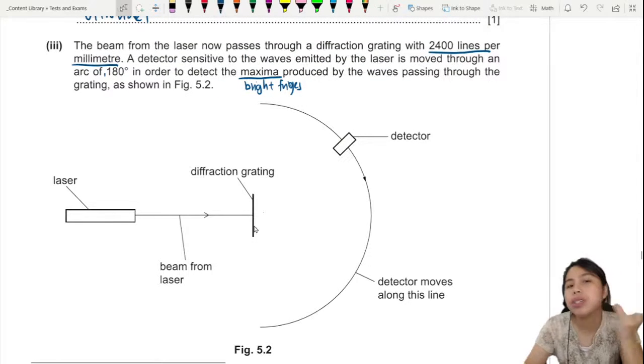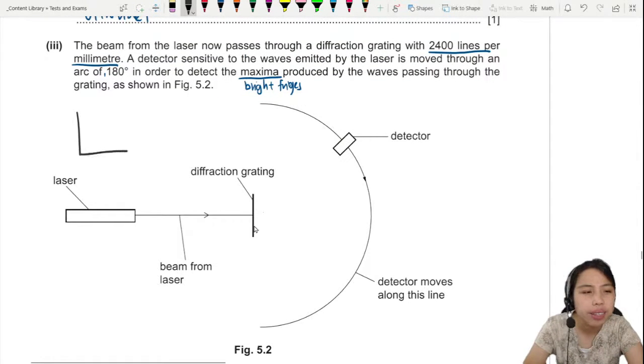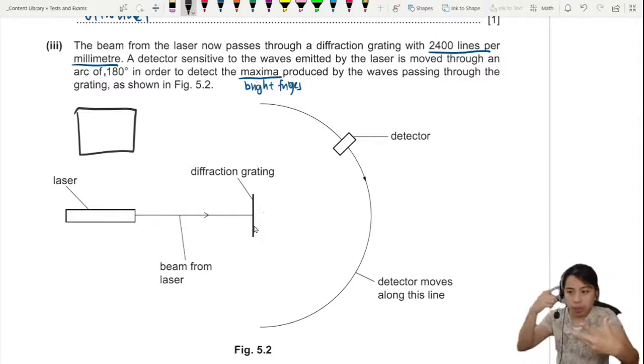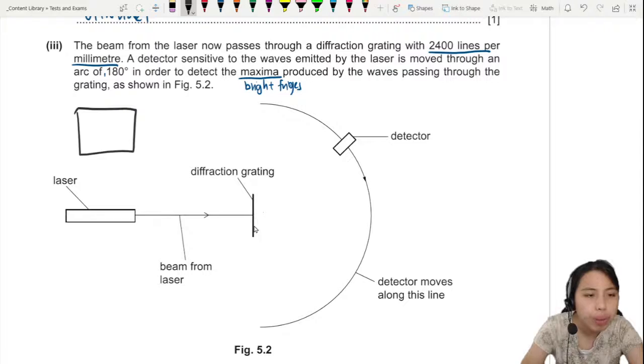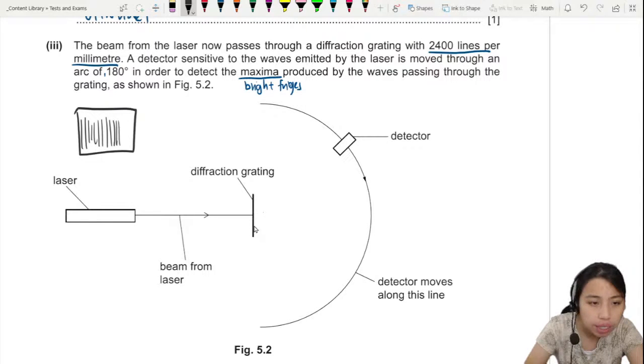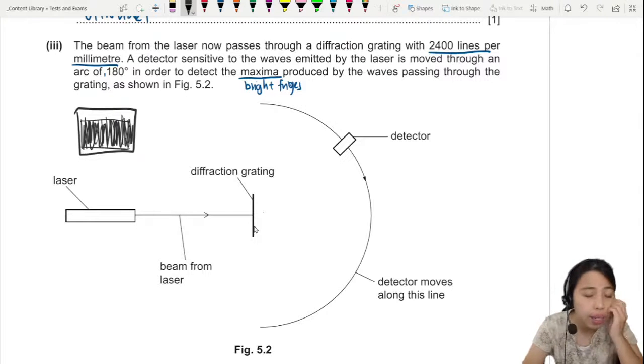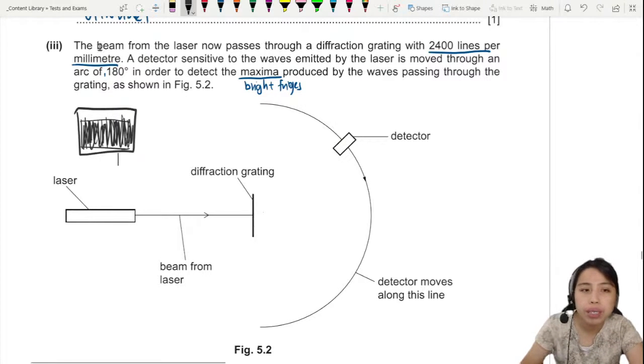So a diffraction grating kind of looks like a slide, like this, a piece of glass. And a machine will cut the glass to make a lot of holes, like this. Many small lines that you cannot even see with your eyes. The hint here is this 2,400 lines per millimeter, which tells you the D value.